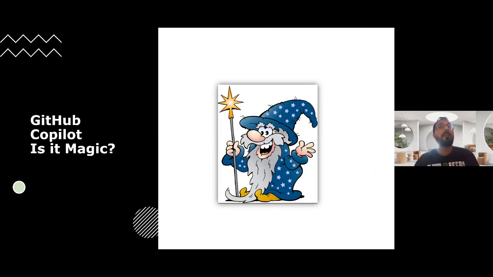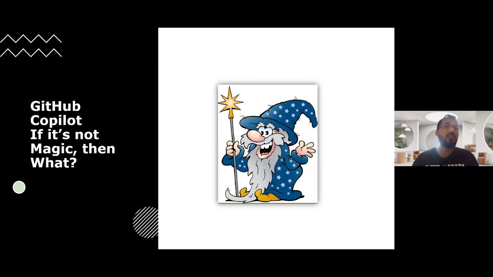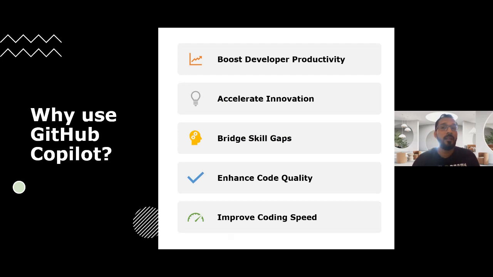Is GitHub Copilot magic? The answer is no, it's not magic. If it is not magic, then what does GitHub Copilot actually offer? First, as I mentioned, all manual and repetitive tasks will be minimized if you start using GitHub Copilot. This will automatically boost the developer's productivity by saving time and effort, and will accelerate innovation through code generation capabilities.